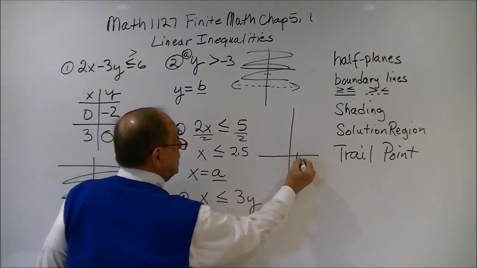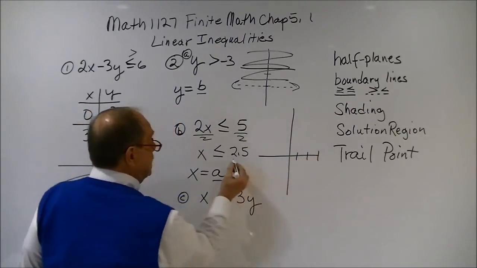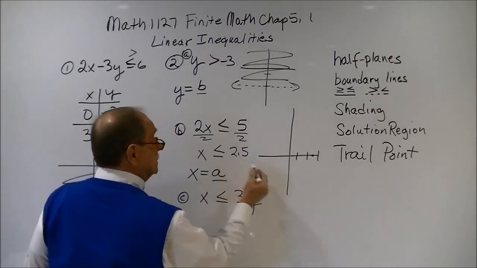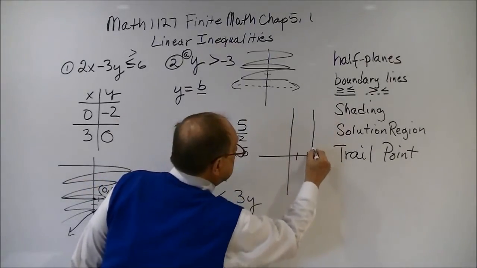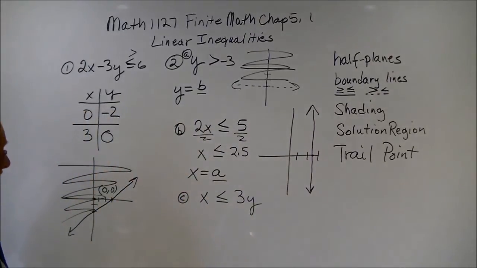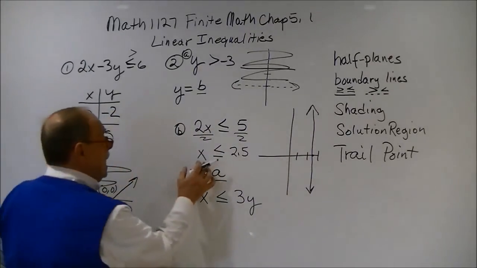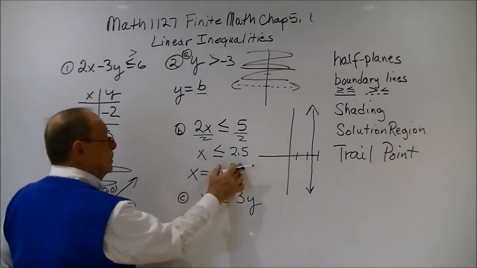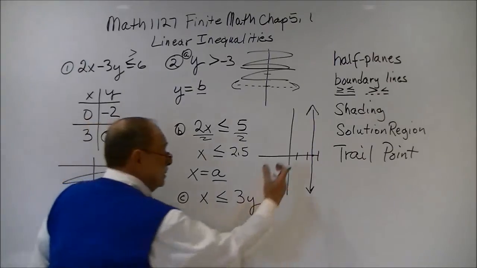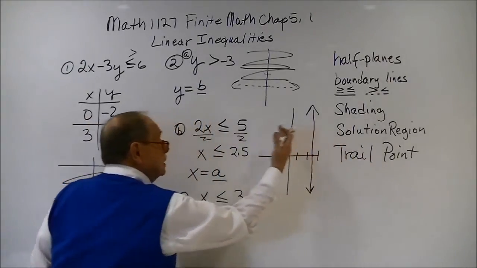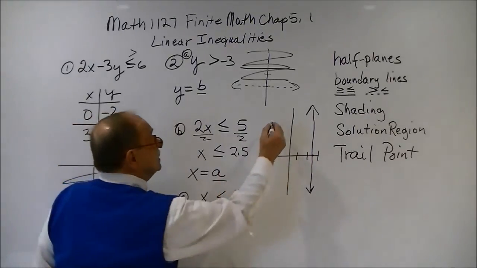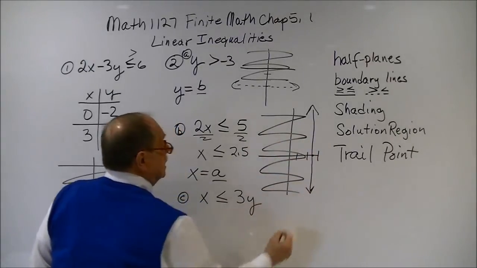So there's 1, there's 2, there's 3. So 2.5 is in the middle, and this is going to be a solid line going through there. But again, we have to shade. It says x is less than or equal to this. So where is x less? To the right of the line or to the left? Well, on this side, these get to be negative numbers, so it's to this side that we shade.